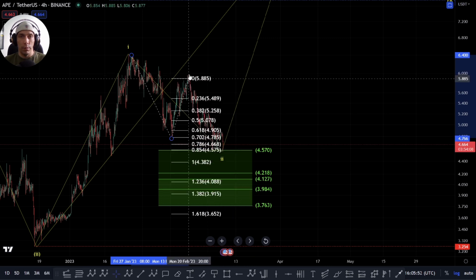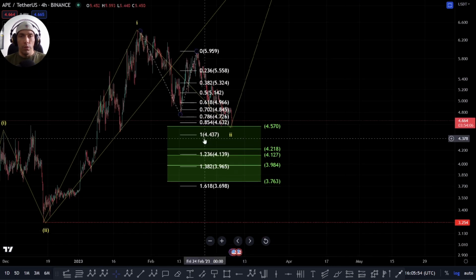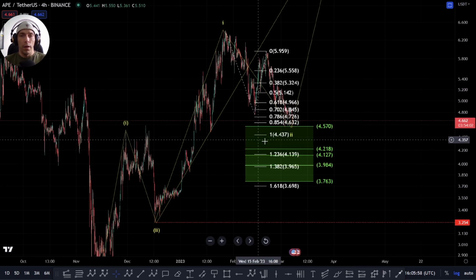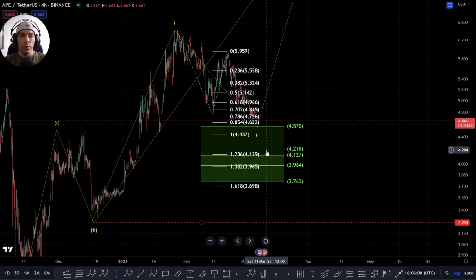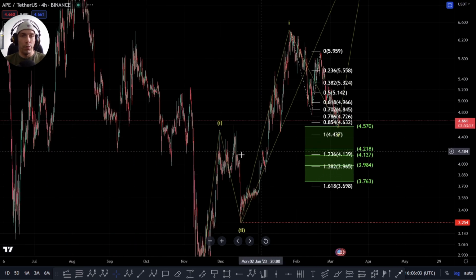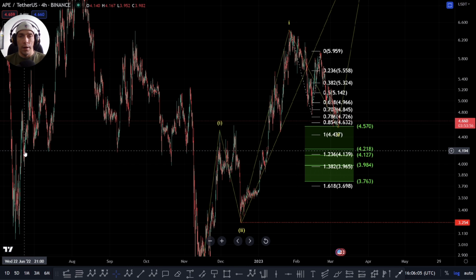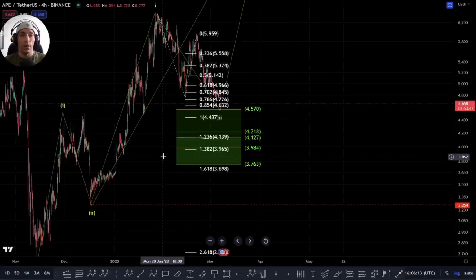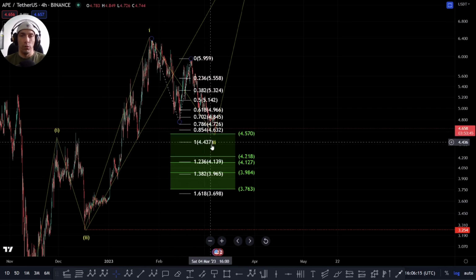Let me just actually drop it right on there. So 1 to 1 would actually bring us down here to this 4437 zone. That could be an interesting area, as well as this 618 lower down here could be a retest of some of these low points. Yeah, I mean this 421 to this 412 zone could be an interesting area for support to come in if we are looking at this as an additional 1 and a 2.